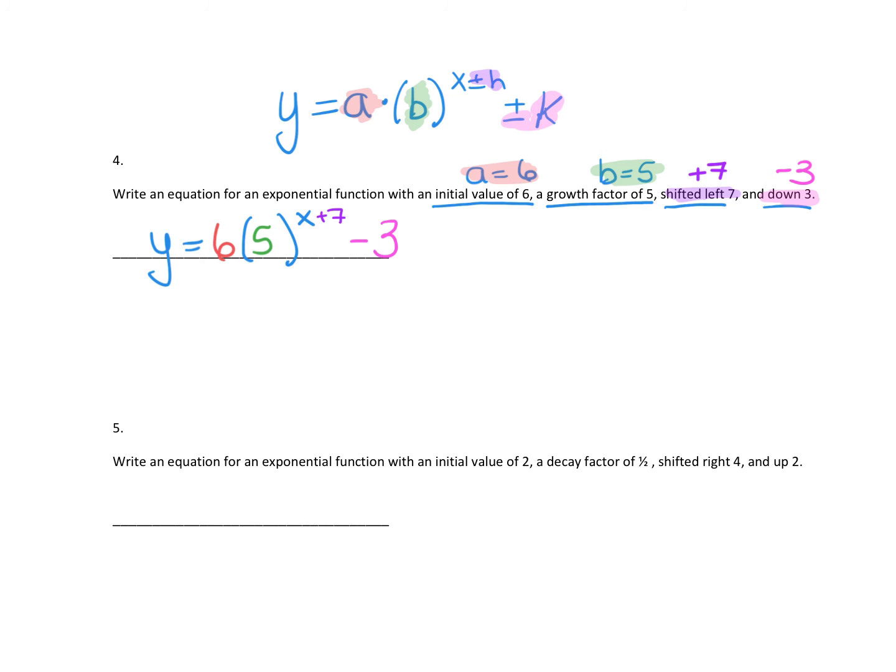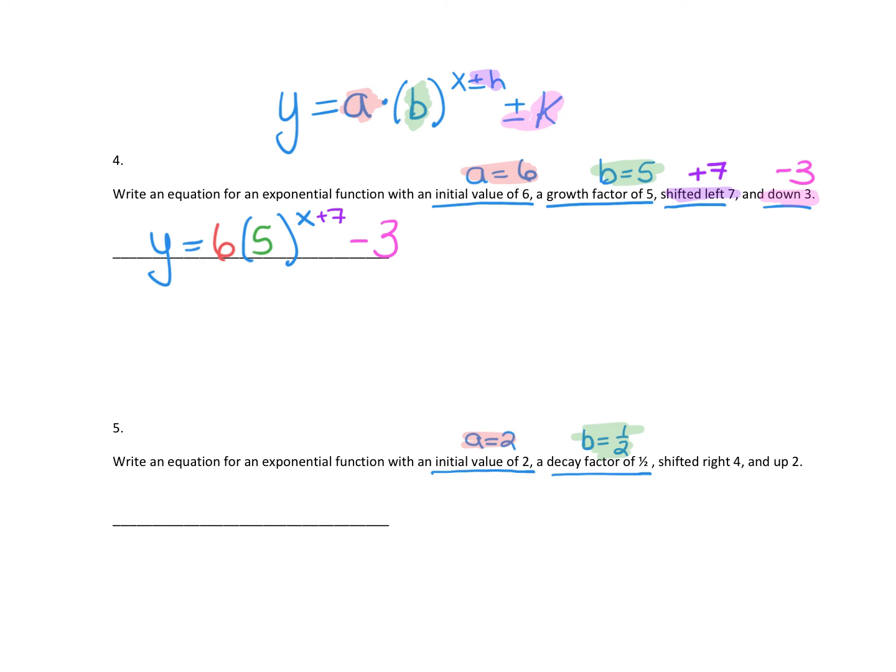Let's take a look at the next one. Again, we're going to use that same kind of model. Write an equation of an exponential function whose initial value is 2. So again, that would go in my a spot. Whose decay factor is 1/2. So again, now we're not growing, we're decaying, but my b is 1/2 now.